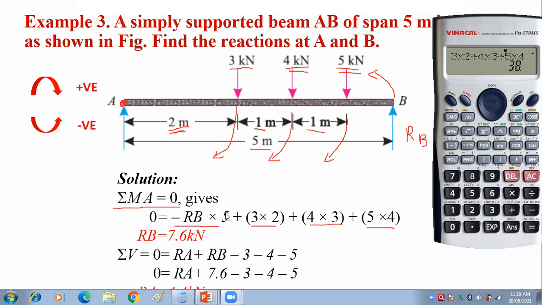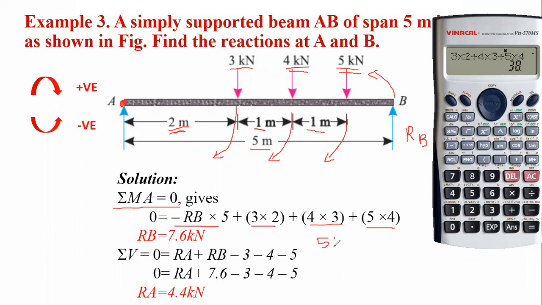But this 5 term, again, if you are taking to this side, what will happen? I will show you over here. This term will be 5 Rb is equal to 38. But we have to find out Rb. That's why your Rb is equal to this 38 divided by 5. What you'll be getting is 7.6. That is the reaction Rb. 7.6 kilonewton is the reaction Rb.